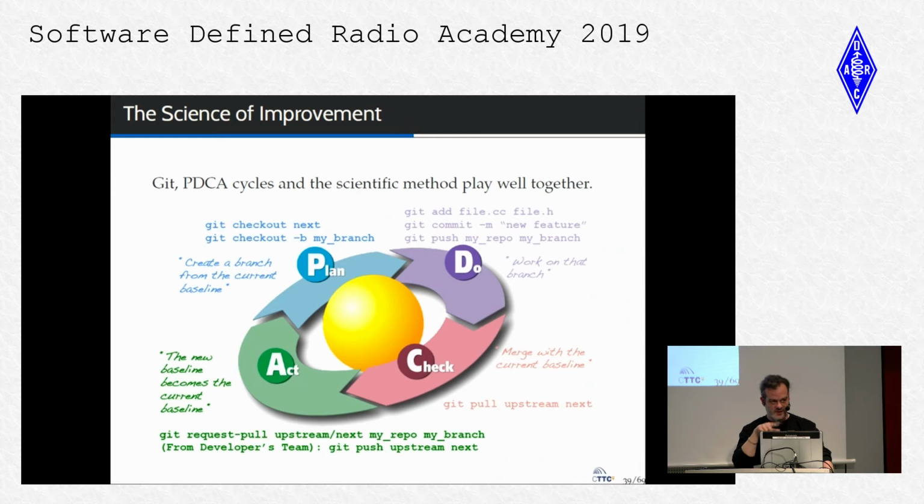So working in these cycles, we can work at the same time in different aspects of the receiver, and even not have control of all of it.